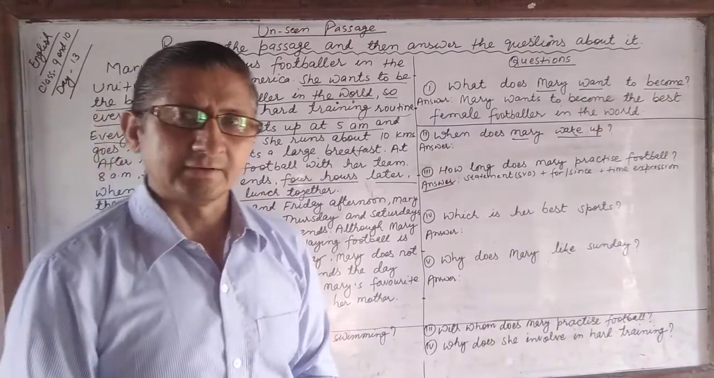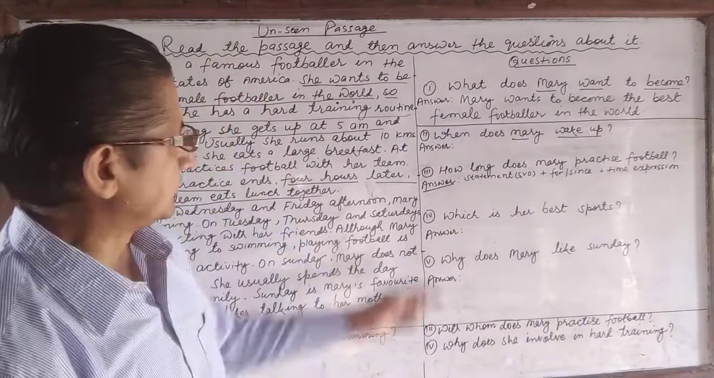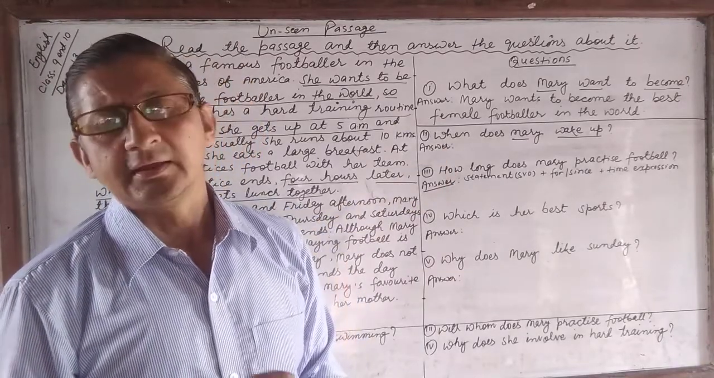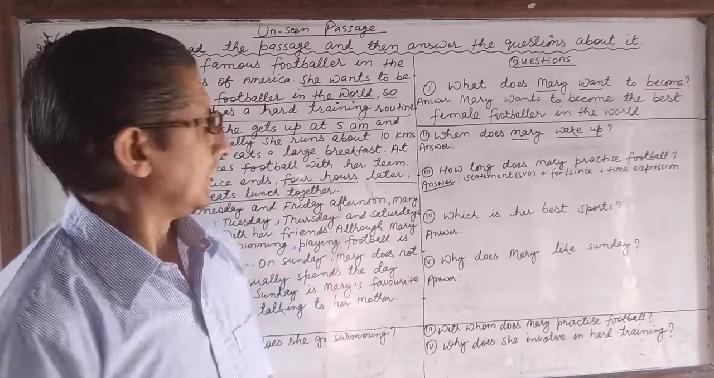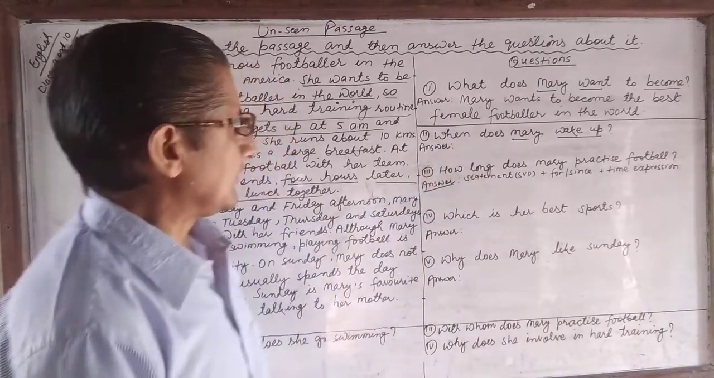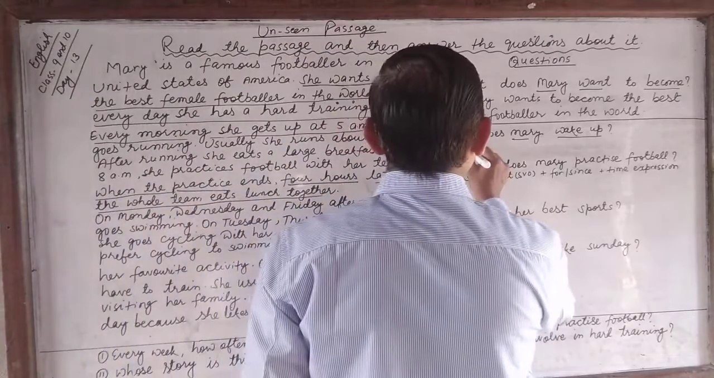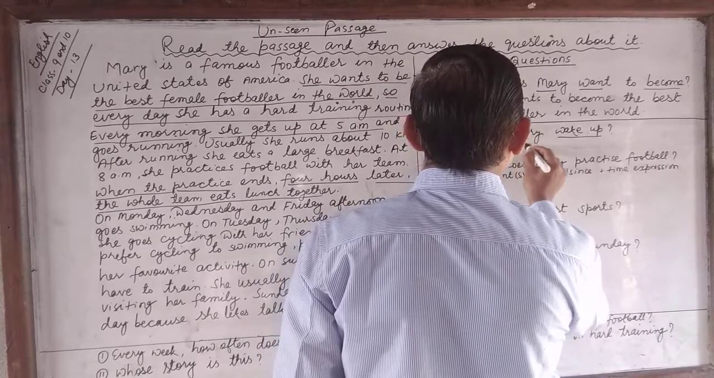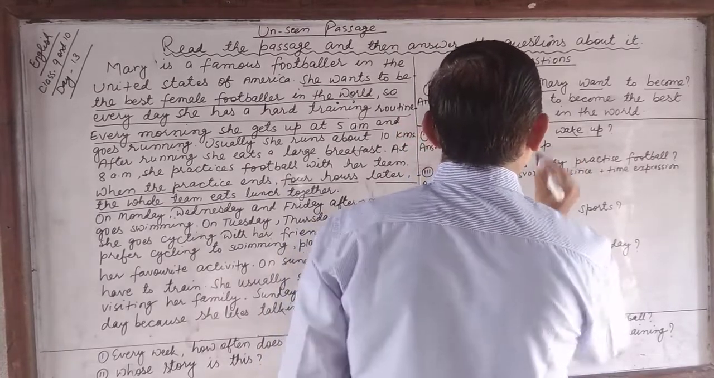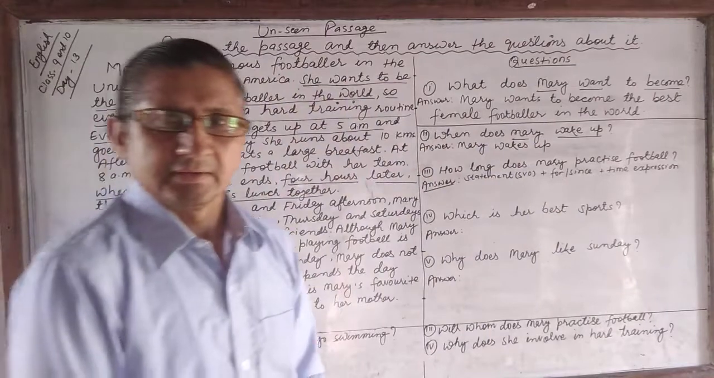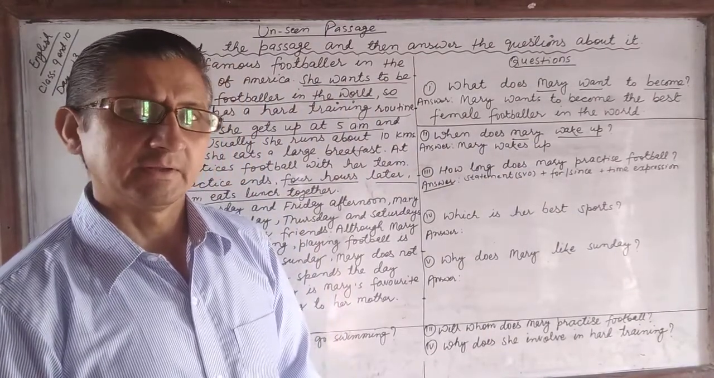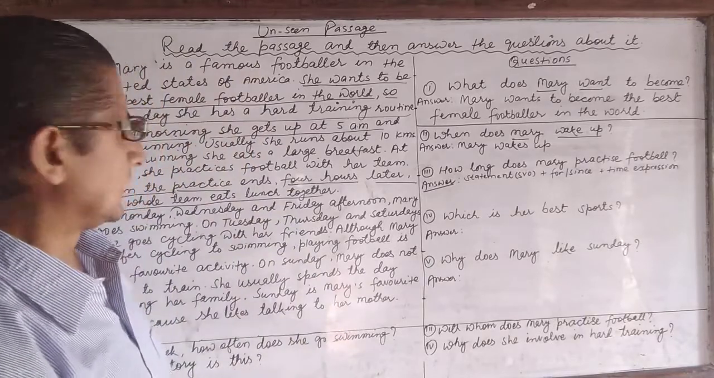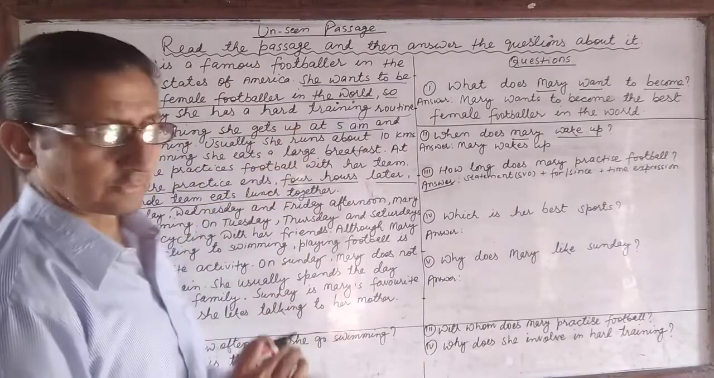Now let's write down the answer of question number 2. You have to write down the answer in your own words. When does Mary wake up? Mary wake up. We have taken these keywords from the question. Now let's take keywords from the passage.